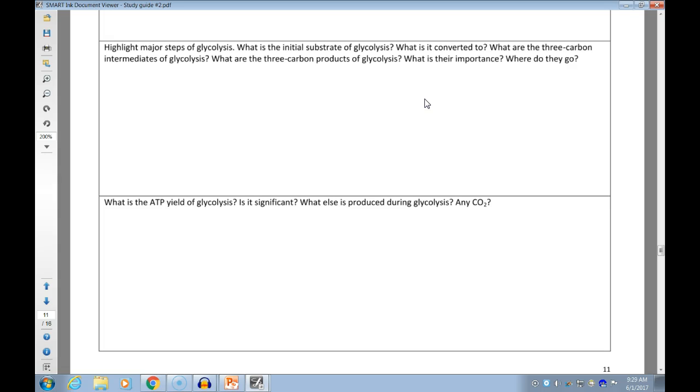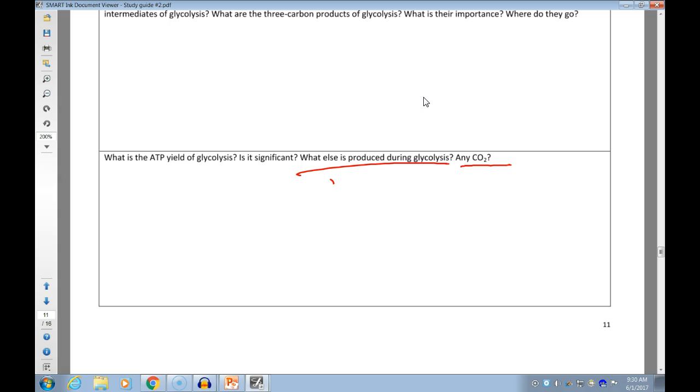Of course, I'm not going to ask you names of the enzymes and so on and so forth. I don't really care much about that. ATP yield, what else is produced during glycolysis? No, not any carbon dioxide. If you answer each and every question on the study guide, you should be fine. I mean, correctly answer. Come on, they're simple.